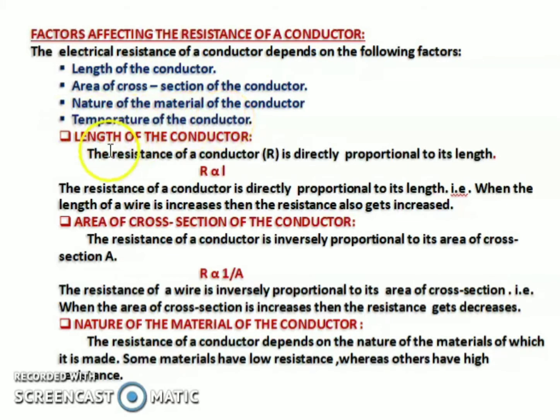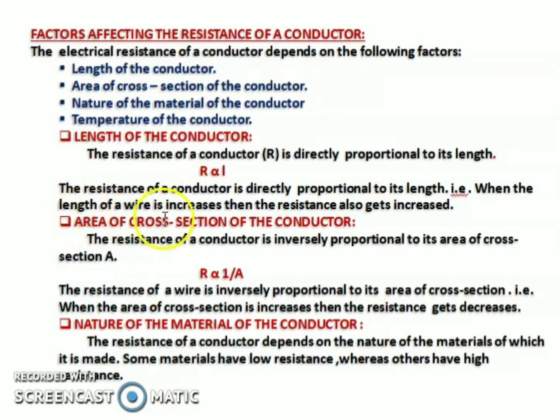So first, the length of the conductor. The resistance of a conductor R is directly proportional to its length. So R is directly proportional to L. That is, when the length of the wire is increased, then the resistance also gets increased. If the length of the wire is decreased, then the resistance also gets decreased.